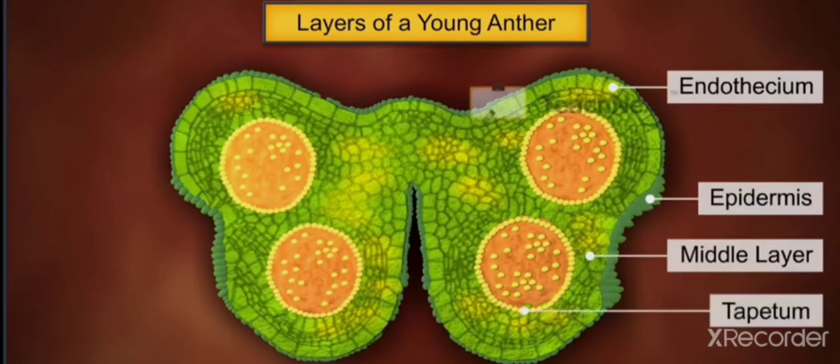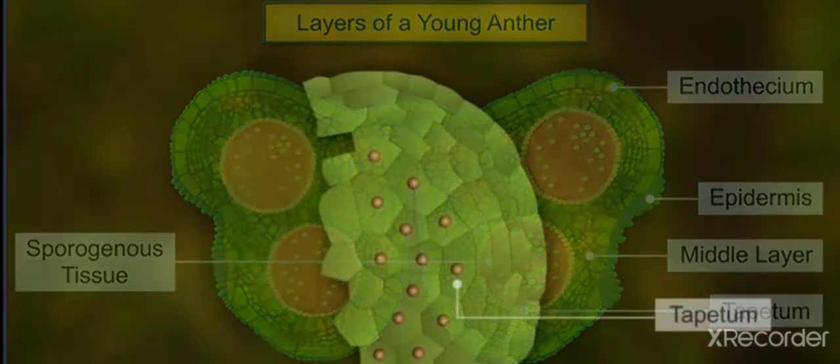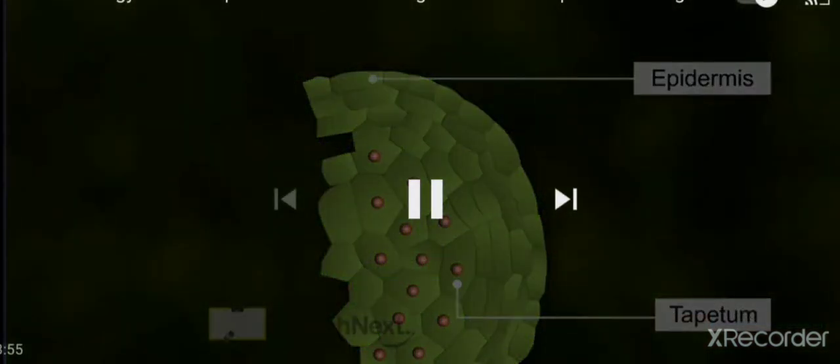These are the different layers seen in the anther. In a young anther you can see the different layers, isn't it? It is not ruptured. This is a young anther, and inside the theca you can see sporogenous tissue also. This is an enlarged view.